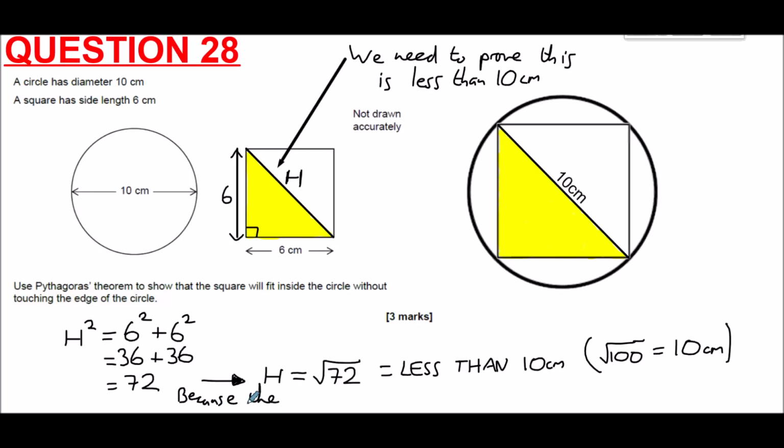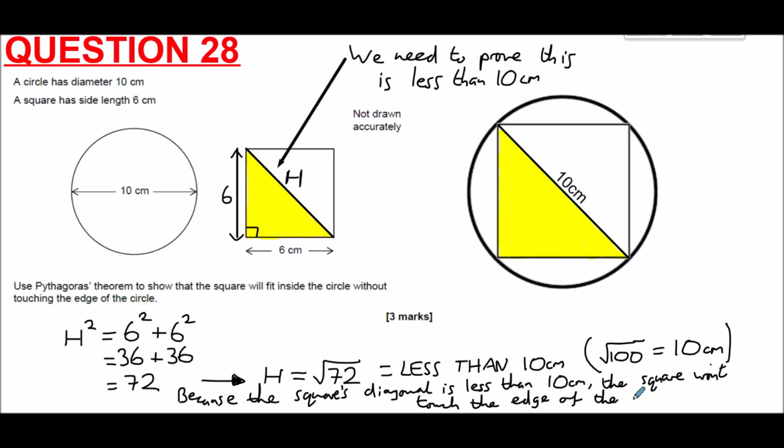Because the square's diagonal, so back where we're writing, because the square's diagonal is less than 10, the square won't touch the edge of the circle, or words along those lines. And that's question 28 completed, and also the whole paper completed.